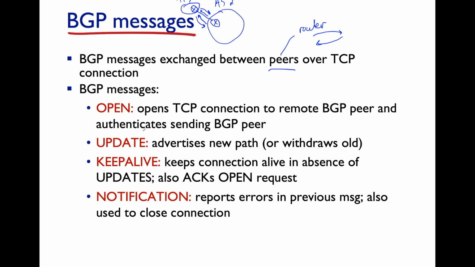So these BGP messages, there are a bunch of different messages. One's called open. It initiates a persistent TCP connection to some other peer or router, and it authenticates that sending BGP peer. And that authentication is really, really important, because if you are establishing a connection with a border gateway for a different autonomous system, you want to make darn sure that this is actually the border gateway for the second autonomous system. And you can use certificates and standard cryptographic methods to do that.